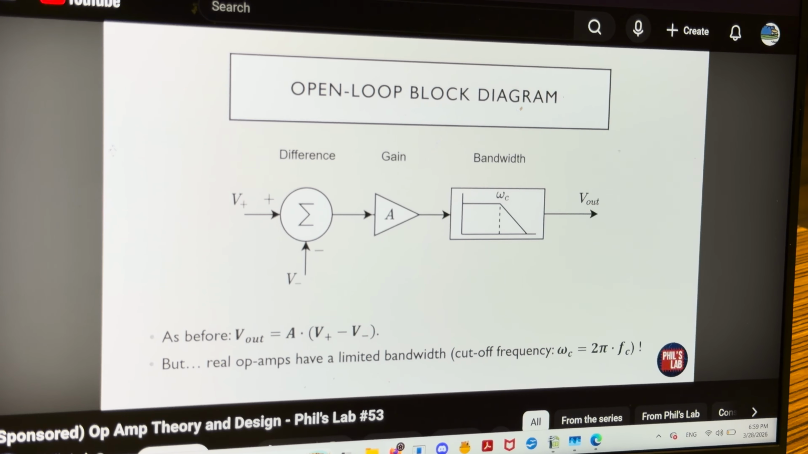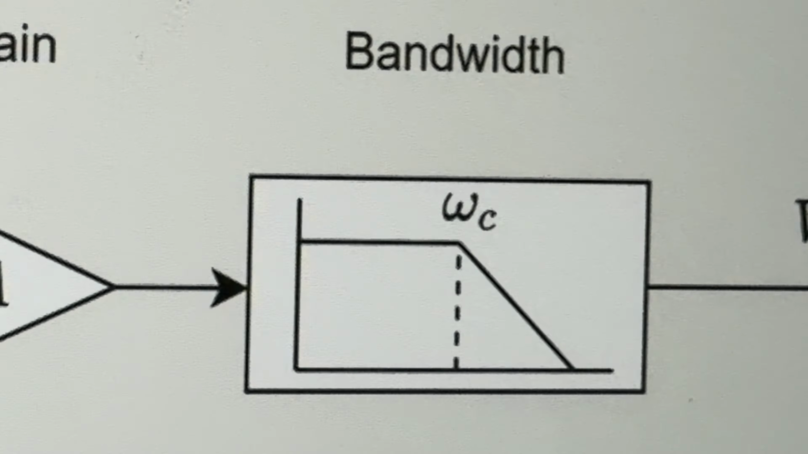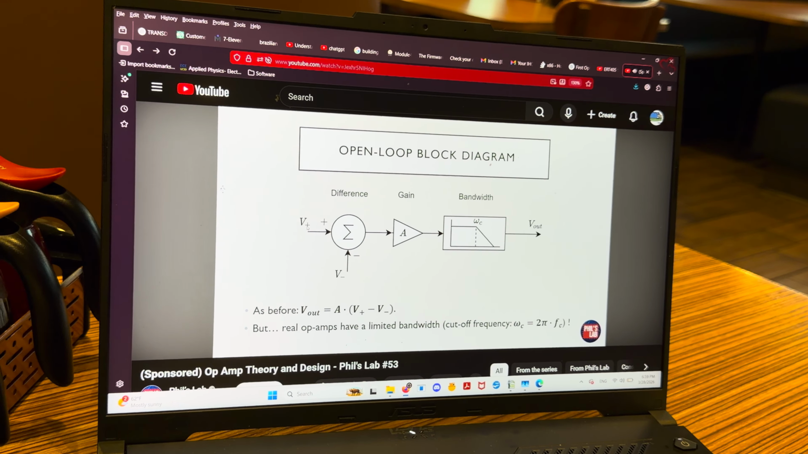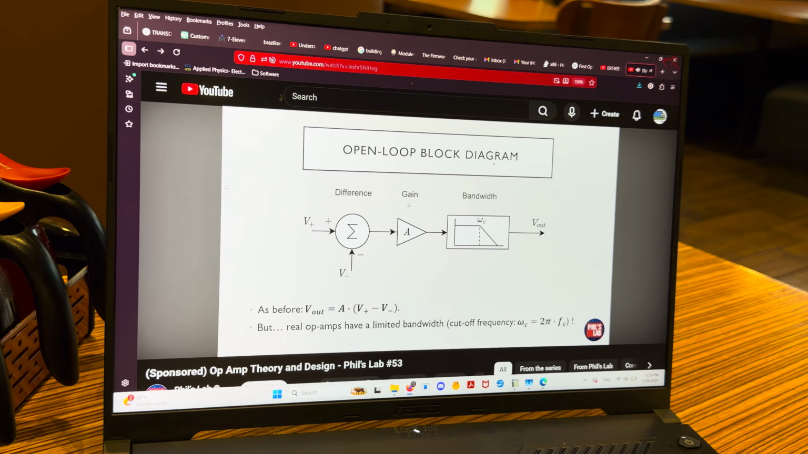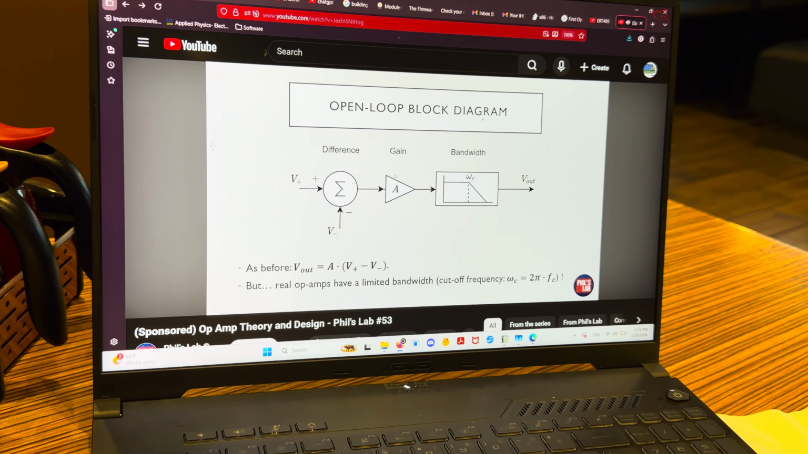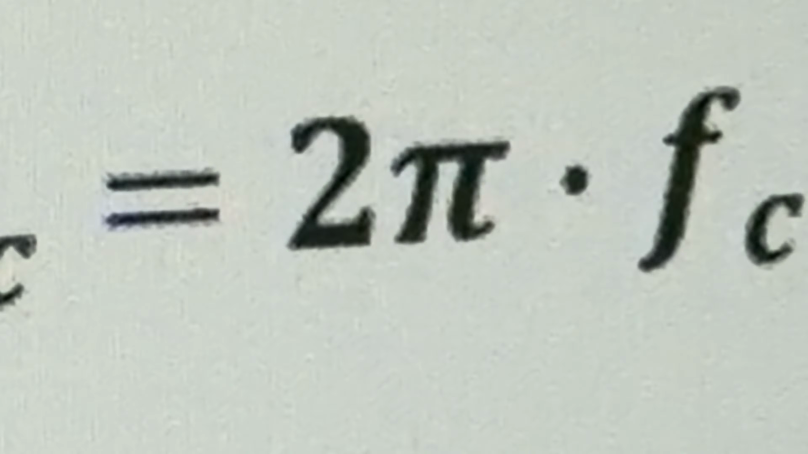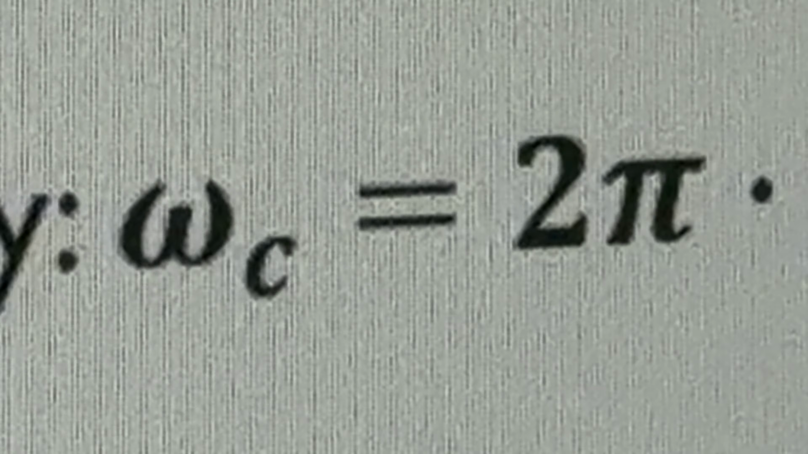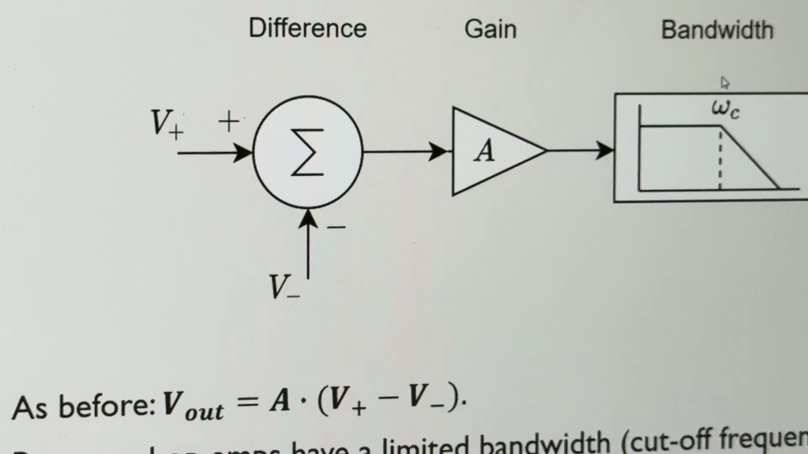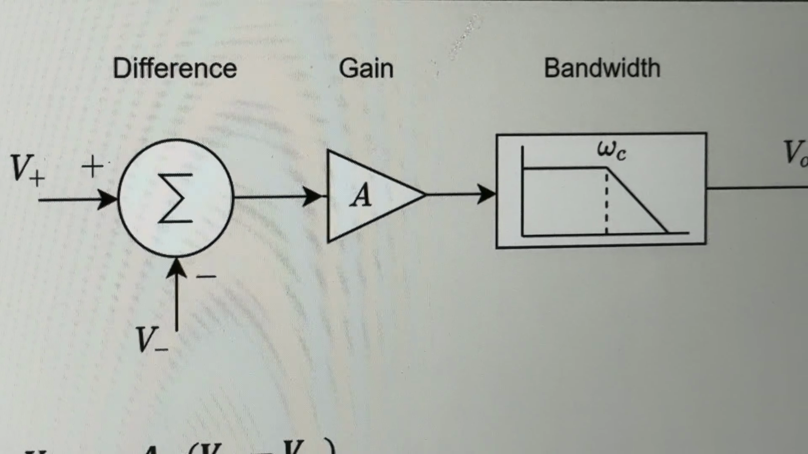An alternative view of the op-amp is this open loop block diagram, and hopefully this will simplify things a bit more. We have a difference in the beginning, simply subtracting V minus from V plus. The output of that is then amplified or multiplied by our gain. So we take our difference and multiply it by this constant A. Implicitly, our op-amp in the real world will have some sort of bandwidth, so some sort of upper limit of frequencies it can handle before the gain drops. The cutoff frequency is typically denoted in radians per second, and our conversion is simply 2 pi times the frequency in hertz.